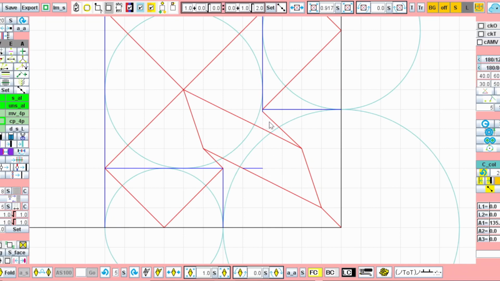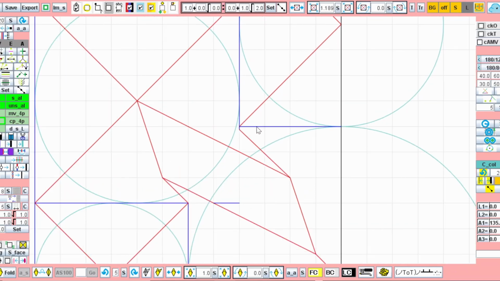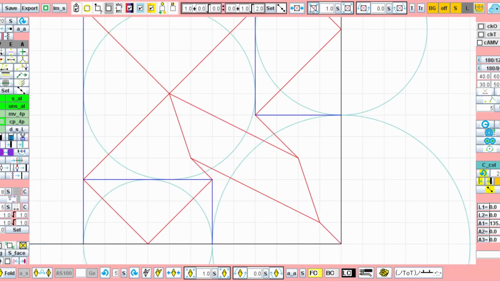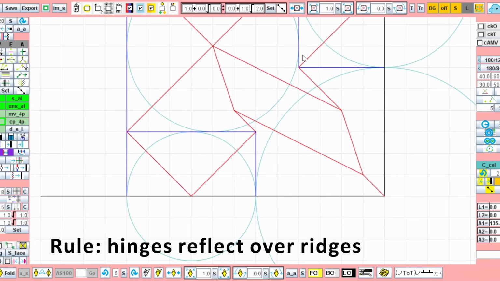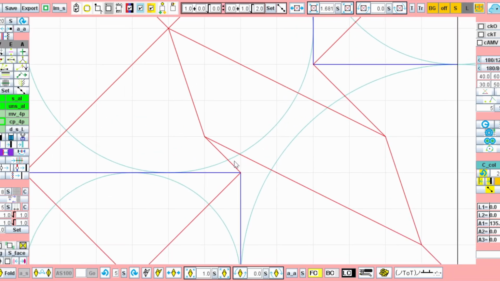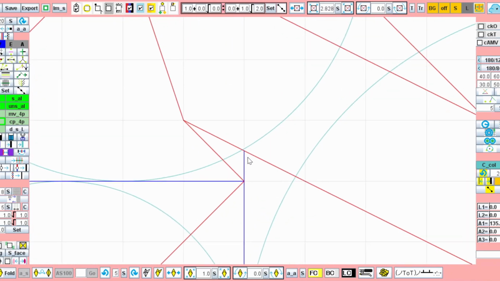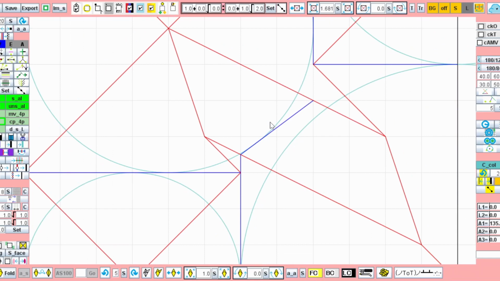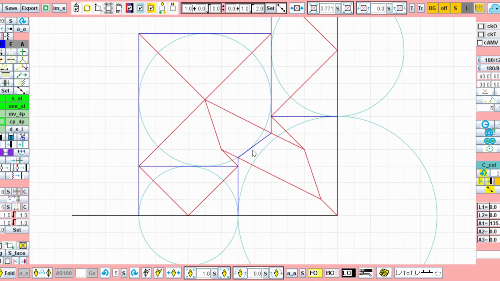It doesn't matter what situation you're in, the rule for hinges is always the same. The hinges reflect over the ridges. So what that means is if I have my hinge like this, when it hits the ridge of the parallelogram, it's going to reflect over it. So when we reflect, we can use the R tool over here. And again, we reflect it for the other ridge. So now the flaps are no longer squares, and instead, we have these weird concave things for the flaps.